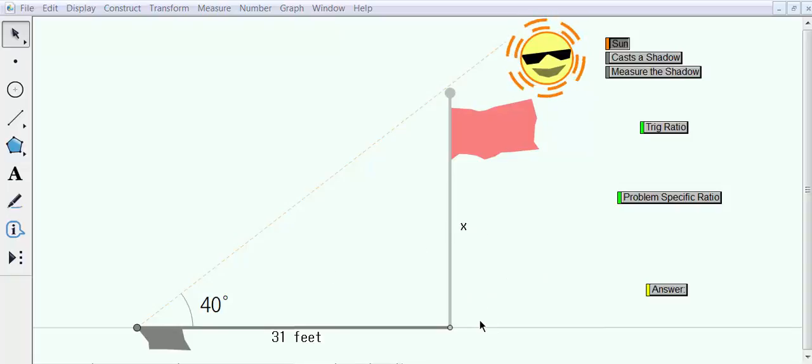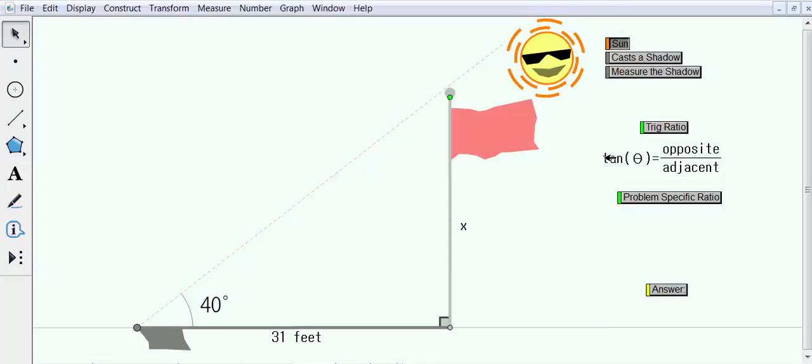If we look at the flagpole and compare it to its shadow, we can see that this is a right triangle. And since it's a right triangle, we can use a trig ratio to figure out how tall the flagpole is. 40 degrees is the angle we're going to reference, and its opposite side is the side we don't know. So we want to use a trig function that deals with the opposite side. We know the adjacent side, so that means we're going to use the tangent, because the tangent is the opposite side over the adjacent side.